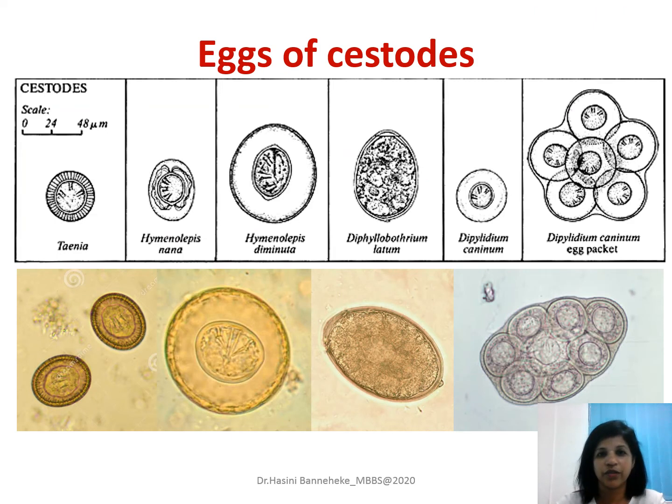Now this slide shows you different types of eggs that are present in different species of cestodes. Here you can see first the Taenia ones, how they look, and then these are the cestode called Hymenolepis nana, and this is the Hymenolepis diminuta egg, and this is in relation to size also. You can see the dimensions and how they change. This is Diphyllobothrium latum, and this is Dipylidium caninum, and Dipylidium caninum generally comes out as egg packets. So these are different shapes and morphological appearances of different species. But when we learn about each of these, we will go into further detail.